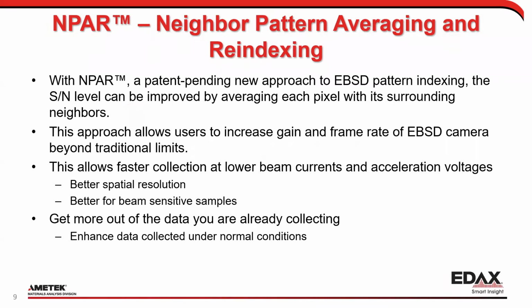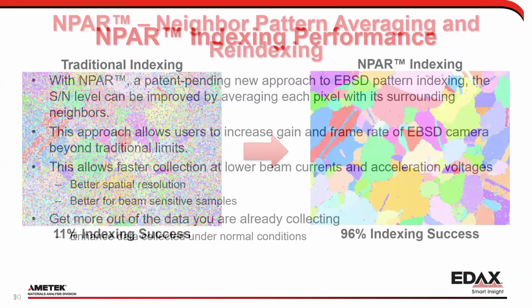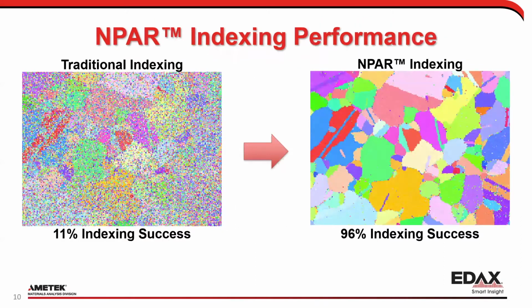This right here is a good example, where with traditional indexing, this is a very noisy data set. I run it through NPAR, and I go from 11% to 96%. This is pretty common. I have a ceramic data set that I took for a customer. It's actually just pure noise. You can't even see a hint of a grain, and it comes out perfectly. It's one of the data sets I wish I could share with you guys, but I'm not able to.